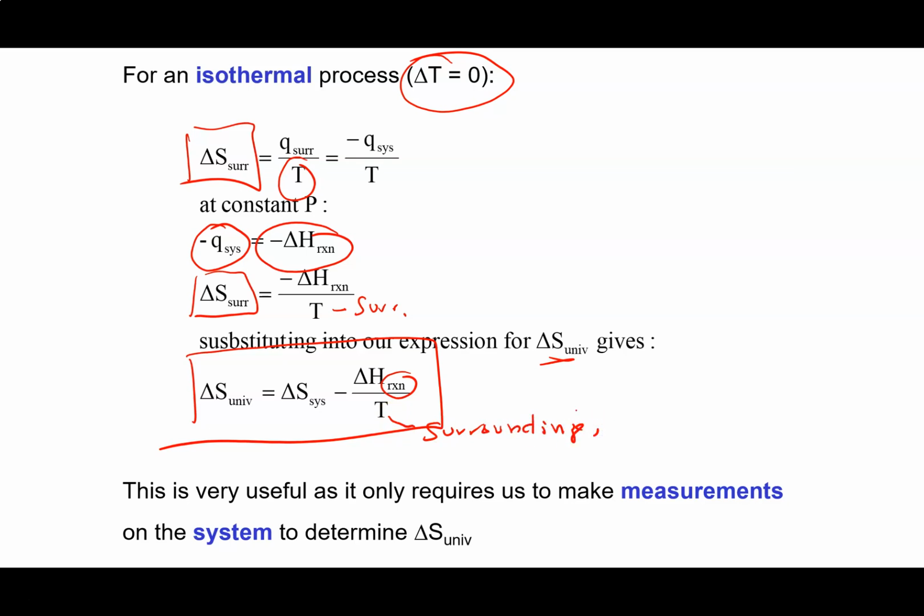Now what's really cool about this is that we can make measurements on our system and find out what's happening in the whole universe, and we can get both of these quantities from the tables in the back of our book. So that's really cool, right? We can figure out what's happening in the broader universe, and we can determine the spontaneity or non-spontaneity of a process just by using those tables in the back of the book.